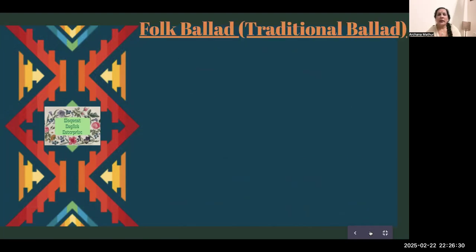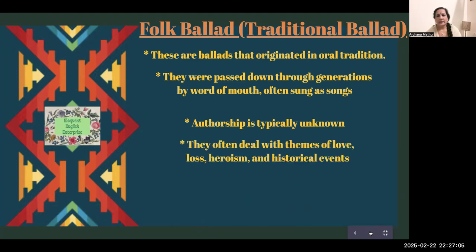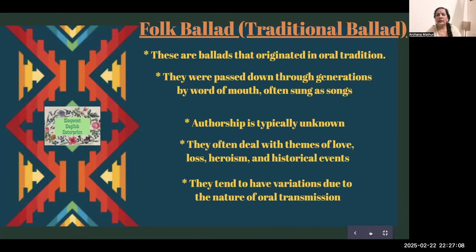Okay, now coming to the folk ballad or the traditional ballads. So these are ballads that originated in oral tradition. Okay, they were passed from word to mouth, as we say in our colloquial language. They were passed down through generations by word of mouth, and often they were sung as songs. All right, so they are more traditional and they have not been written, they have been passed down in the oral form. The authorship is typically unknown. It's not very clear as to who actually wrote the folk ballad. They often deal with themes of love, loss, heroism, and historical events, and they tend to have variations due to the nature of oral transmission.